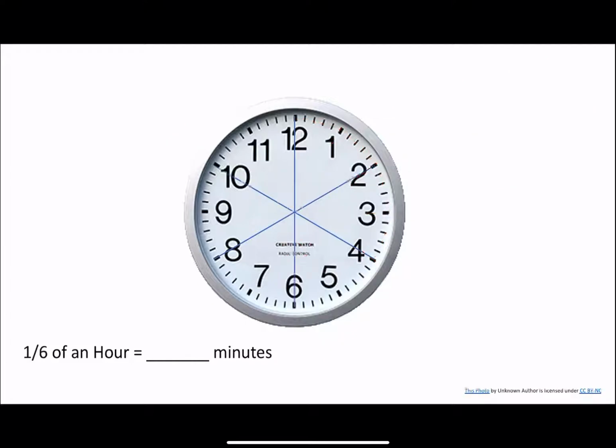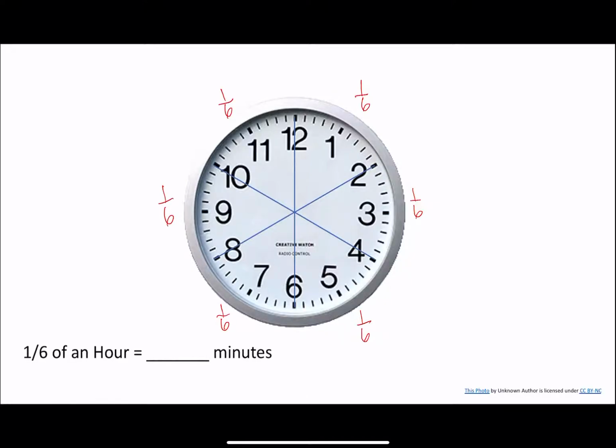All right, let's move on to this one. This is 1/6. I can see there are 1, 2, 3, 4, 5, 6 equal parts. There's 3 on this side and 3 on this side. I know that in each half hour there are 30 minutes. So this is 1/6. This is 1/6. This is 1/6, 1/6, 1/6, and 1/6.